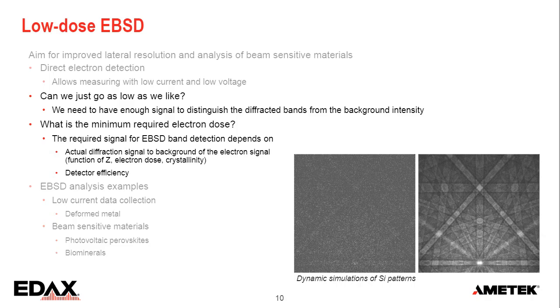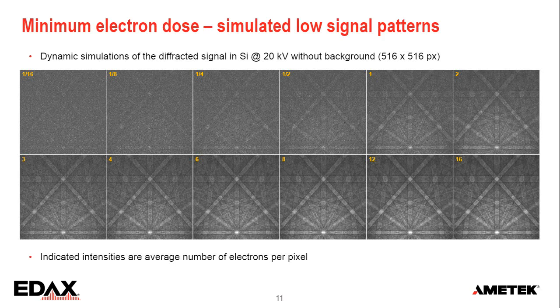Now, the main question for me here for low dose is, how low is low? Can we just go as low as we like? So let's try that. This is a sequence of dynamic simulations where we're not trying to get a very nice pattern, but where we are going to see how many electrons we really need to get a recognizable diffraction pattern.